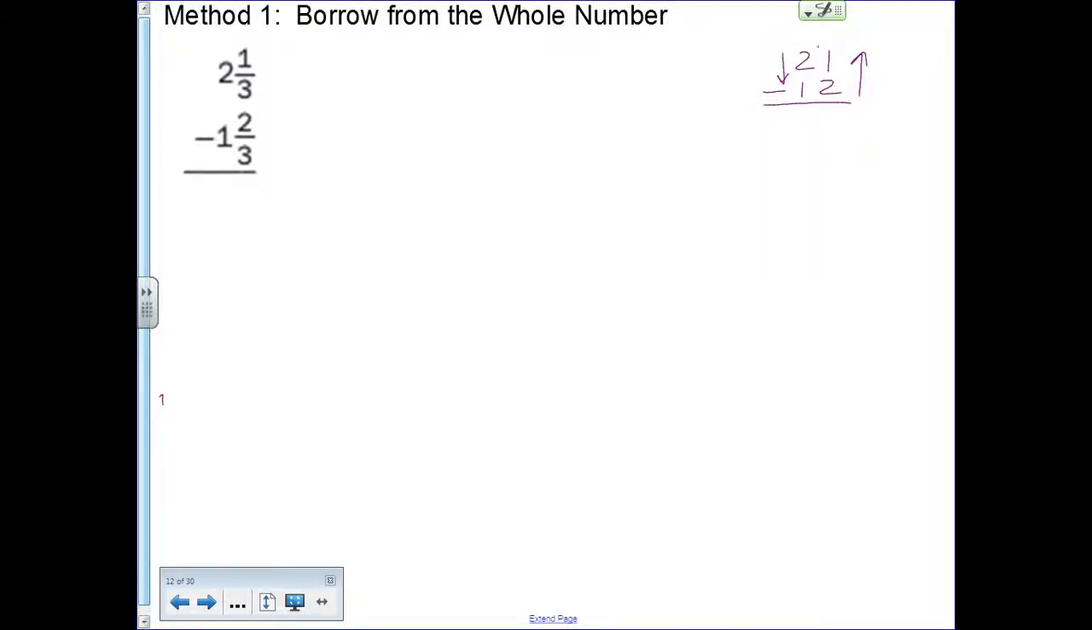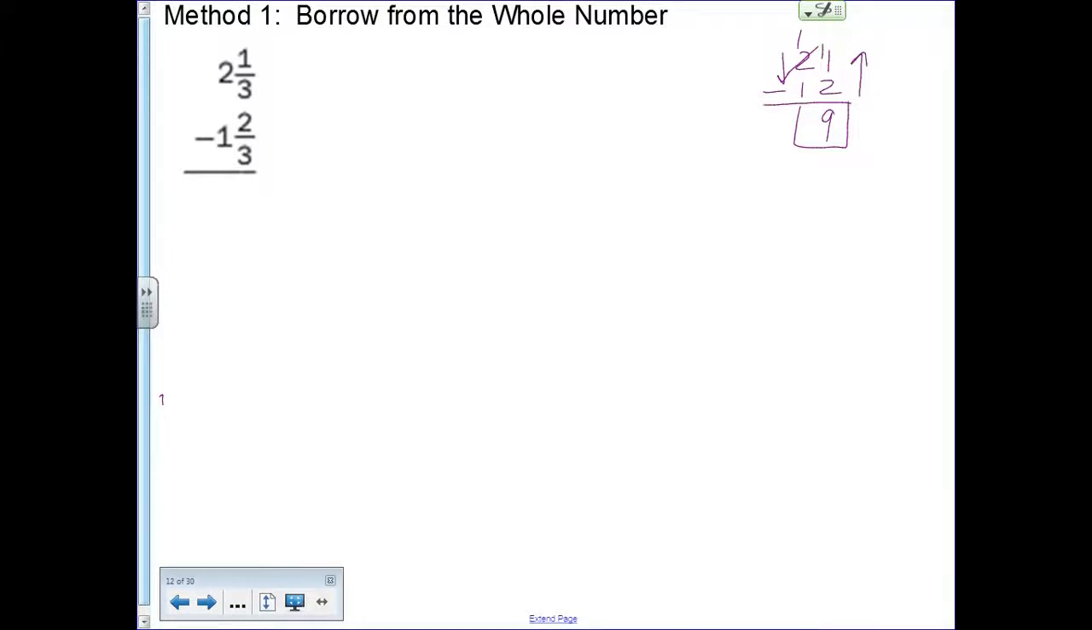So you would have to borrow from the 2, leaving a 1, making this an 11, and then you can subtract 11 minus 2 equals 9. 1 minus 1 is 0, so your answer is 9. Well, when you are subtracting fractions, a similar thing can happen.